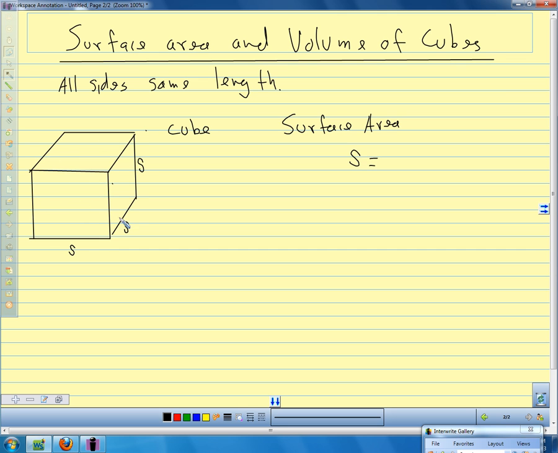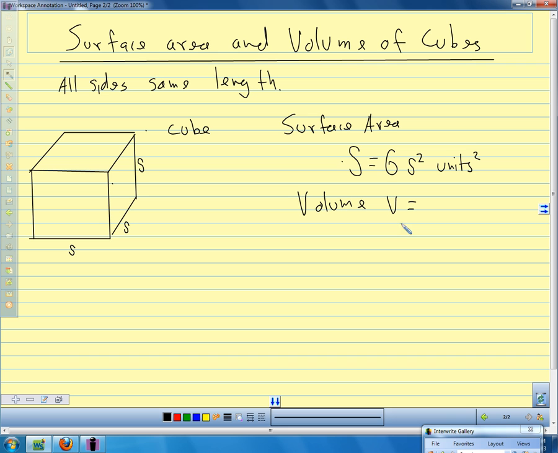How many squares do we have all the way around the cube? 6. So our surface area is going to be 6 S squared units squared. Find the area of one side of the cube and add 6 of them together. So our surface area is 6S squared.